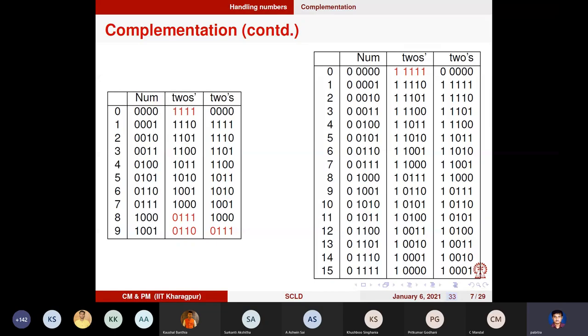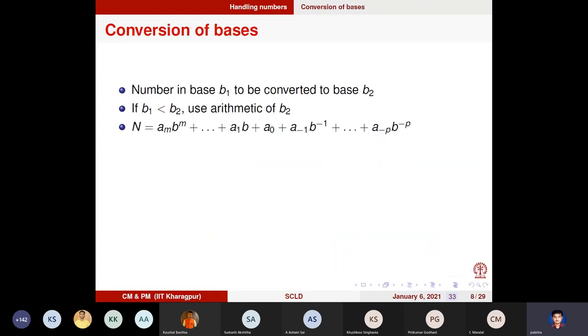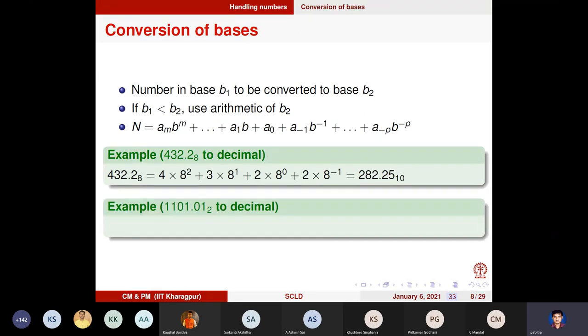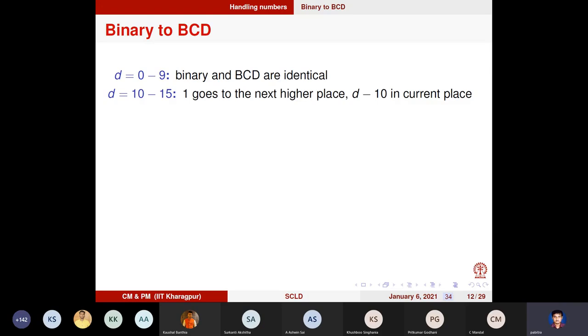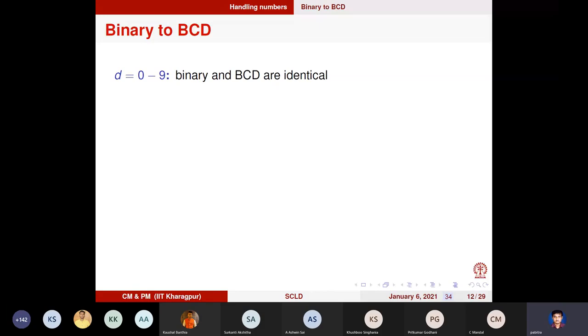Now, for various purposes, there are many such encodings that people deal with. The conversion of bases I have already covered, so I am not covering it again. Let me come to one of the popular encodings known as binary coded decimal, or BCD. What you do in BCD is that it is again a binary representation, but in a form which is slightly more readable to humans. In some cases, there are other purposes also.